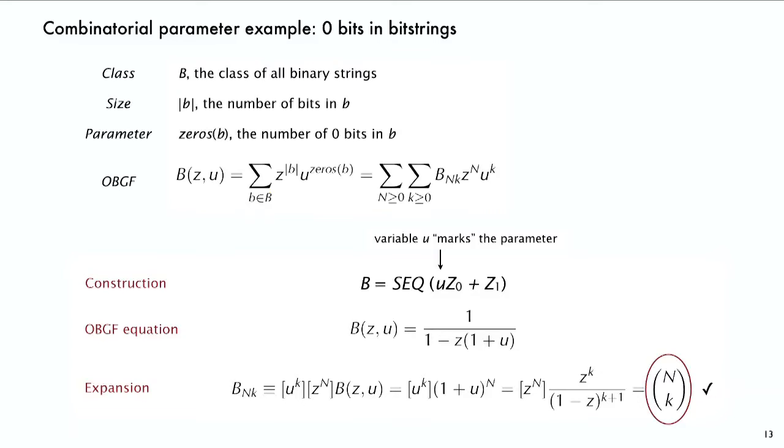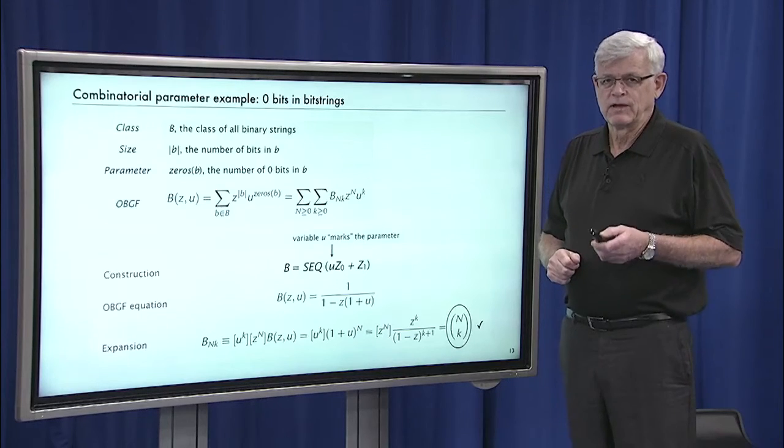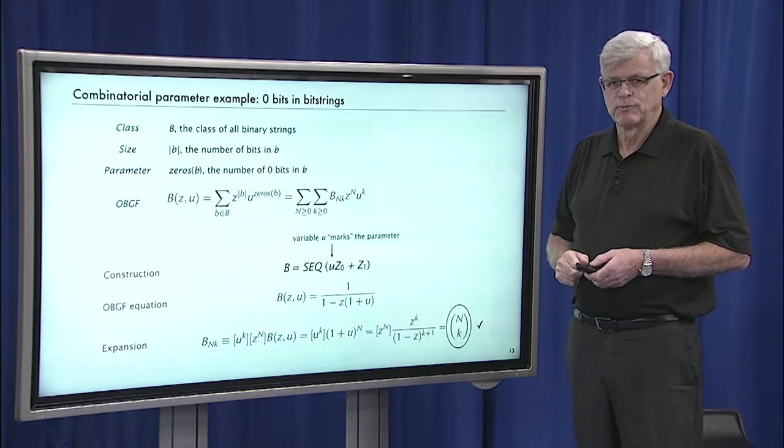The point for this lecture is that the equation that defines the generating function is immediate. And that's the basic idea behind using the symbolic method to study combinatorial parameters. So those are the basics. Now we'll look at some real examples.